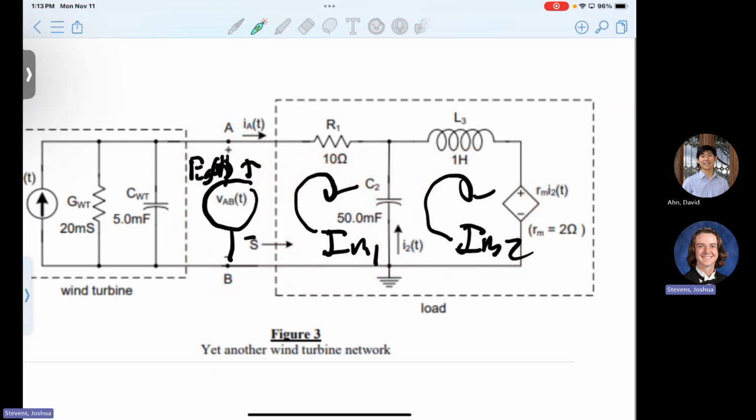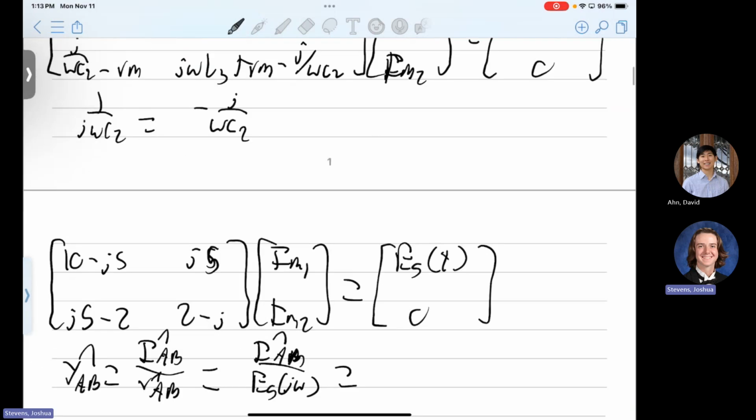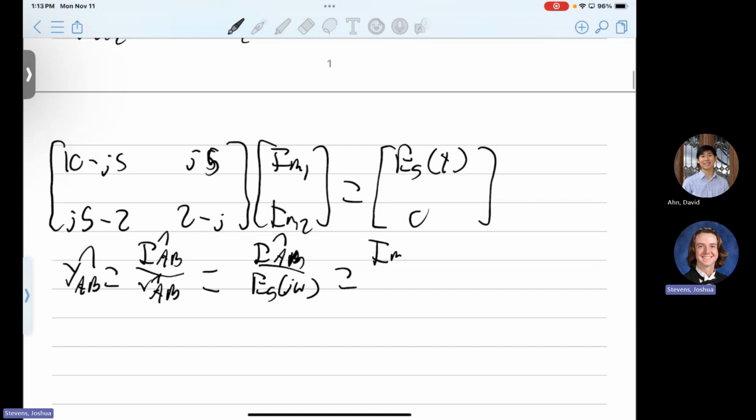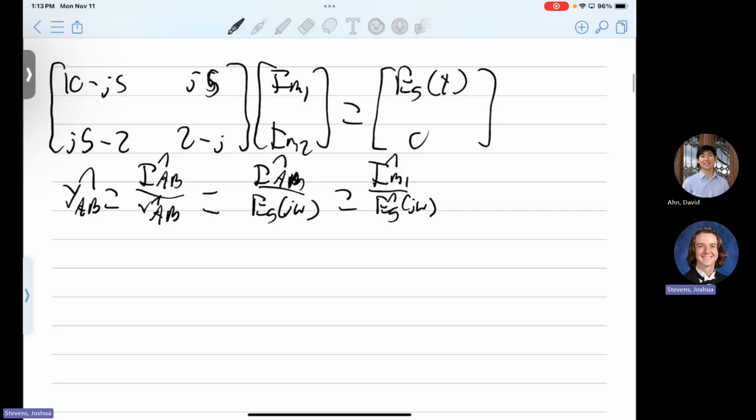Any other questions on that? Cool. Well, I agree with that. IM1. So this then just becomes IM1, we'll just keep the phasor, over EG of J omega. Okay, well, what is IM1 in terms of our matrix? Delta 1 over delta, EG, I'm going to call it J omega.